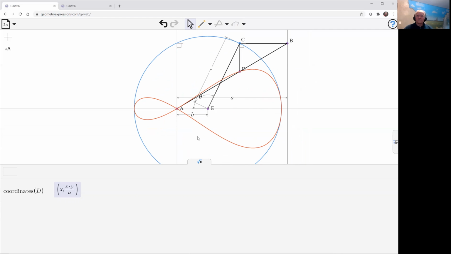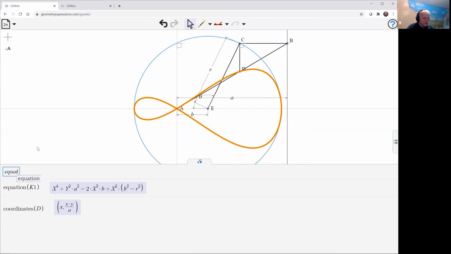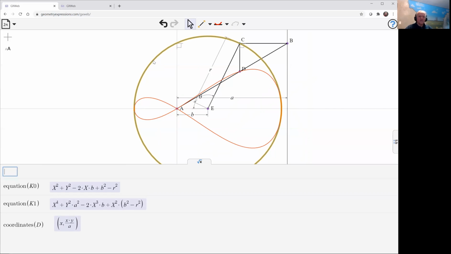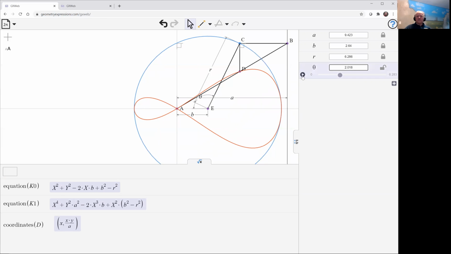What's this equation? Just for comparison, the equation of the original circle. So that. Now, left to the reader, transform this into this using this transform that I will animate with theta.